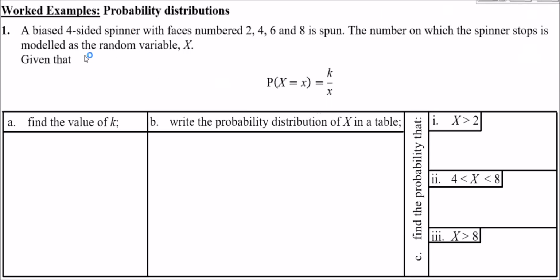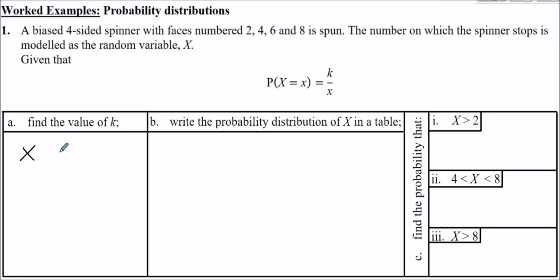So first off, we've got number 1. We've got a biased 4-sided spinner with faces numbered 2, 4, 6, and 8, and it's spun. So this isn't going to be a uniform distribution. If it's biased, the probabilities are going to differ. It says here that the number on which the spinner stops is modelled as the random variable big X. Given that the probability that big X is any certain value x is some constant k over x, first of all we need to find the value of k. The number which it stops on is big X, and so big X could equal either 2, 4, 6, or 8.